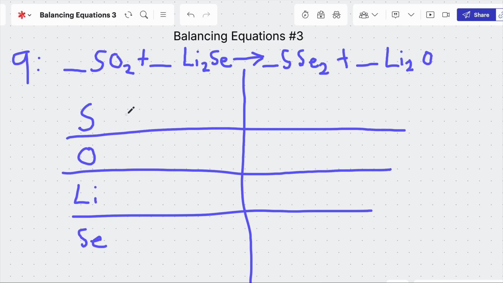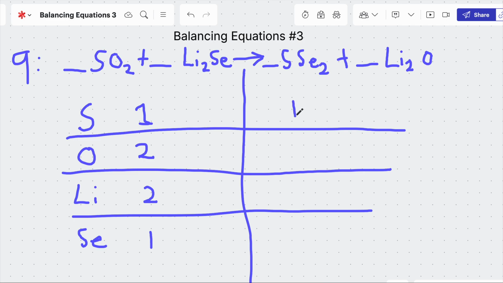Sweet. Now let's do our counting. S's, only one place on this side. Just got one. That's a 1, I promise. Okay. We got O's. We got O2 right there. So that's 2. Lithium, got that 2 in front. That's 2. Then Se, no number in front. So that's just 1.